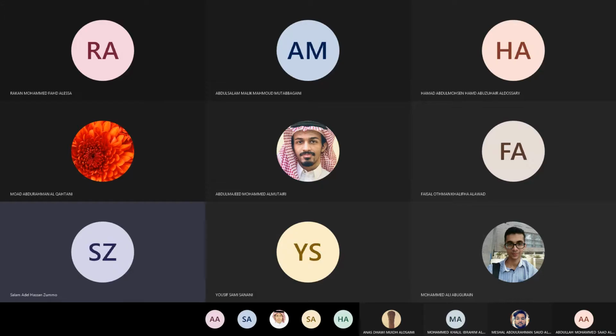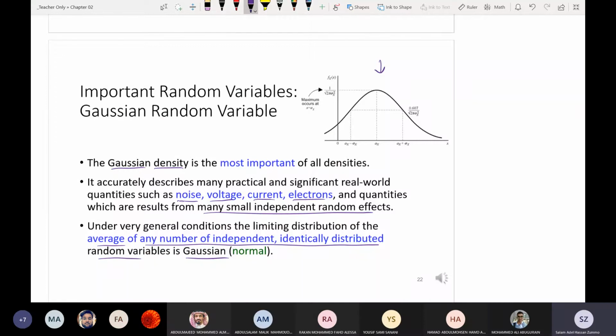is Gaussian. So if I give you 10 random variables or 20 random variables that are independent and have the same distribution, and I add them, most likely you will get a distribution that is similar to a Gaussian random variable. So adding many random variables gives you a Gaussian random variable in many cases. And again, we will discuss this in more detail when we come to the central limit theorem.